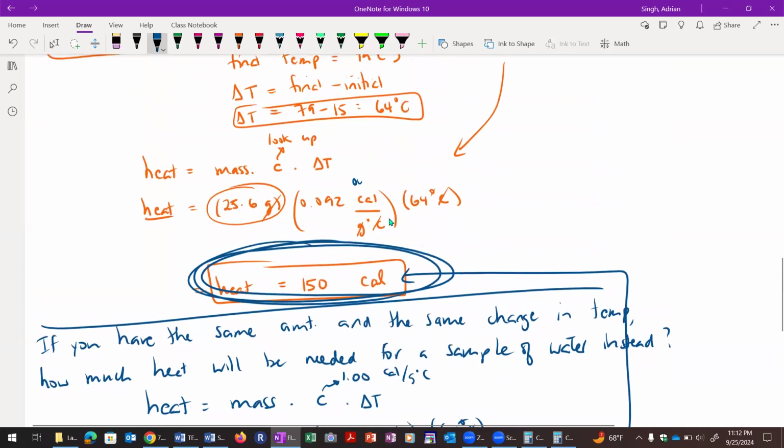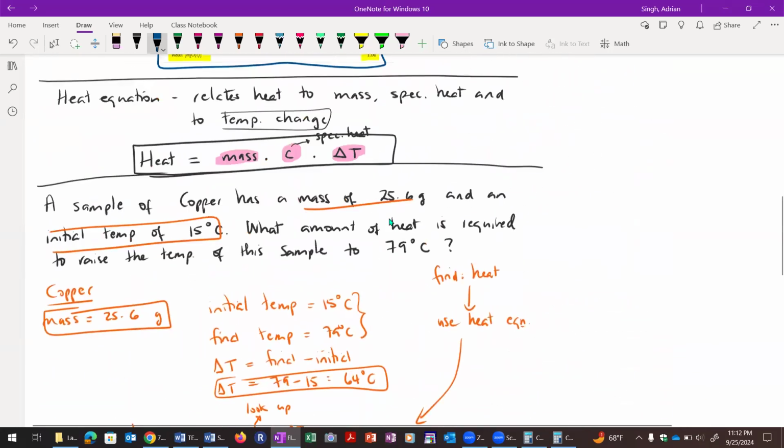So the specific heat equation, we can use that equation to find heat. We can also use it to solve for any of the variables in that equation. We can rearrange this equation. So let's just show you that really quick. Okay, we can rearrange this to solve for any variable in that equation. So for example, I can determine the specific heat, right?